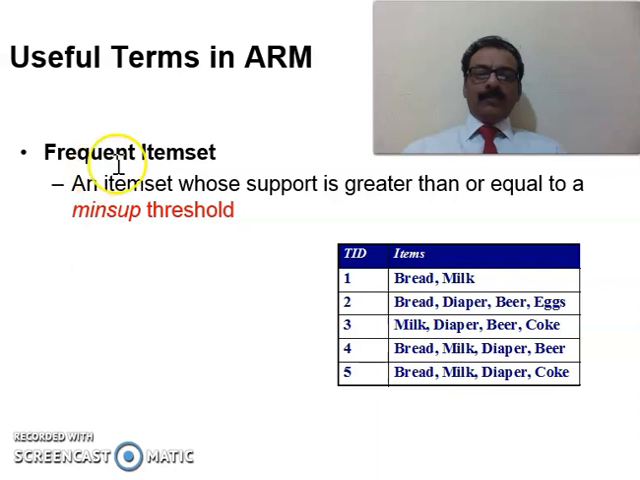Now another one is frequent item set. An item set whose support is greater than or equal to a minimum support threshold. Why we set a minimum support threshold here is that those doing frequent item set mining have their own reasons, which vary depending upon the purpose they are looking for. Obviously, this minimum support threshold should be set by the user.